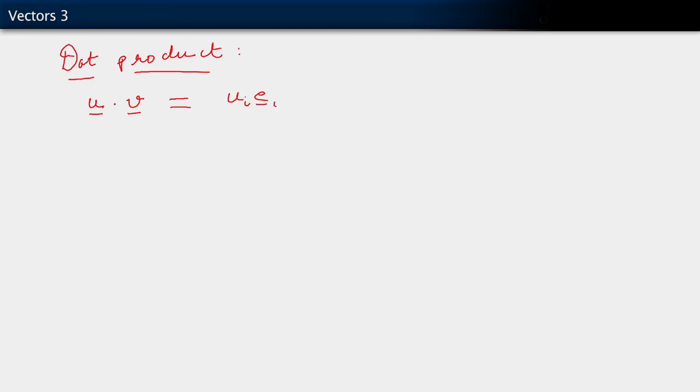We expand each of these. U is expanded as ui ei, summation convention in use. Now v, we have to be careful. We don't use the index I again. That could lead to confusion. It will in fact lead to confusion. So we use another index, j. Remember, these are dummy indices, so it doesn't matter what you use, as long as you use something that's different.